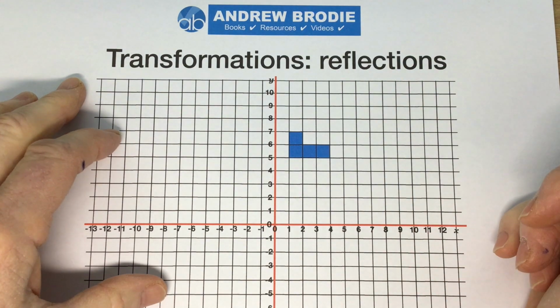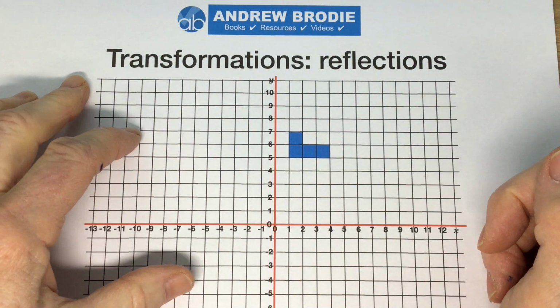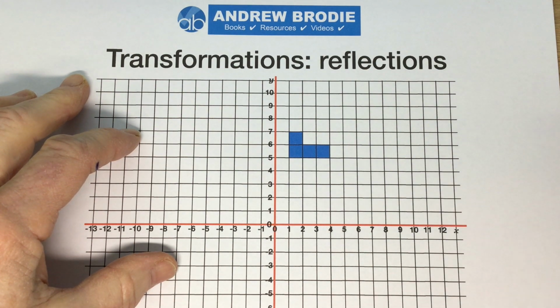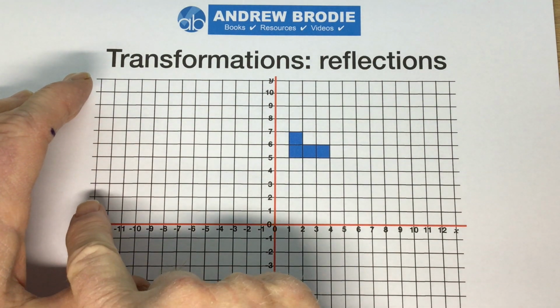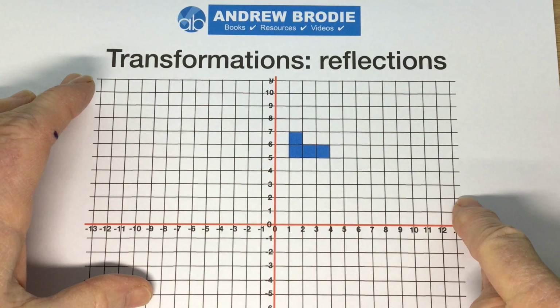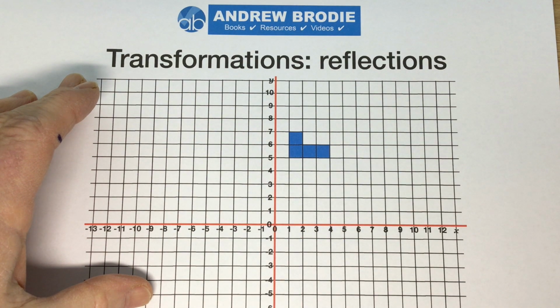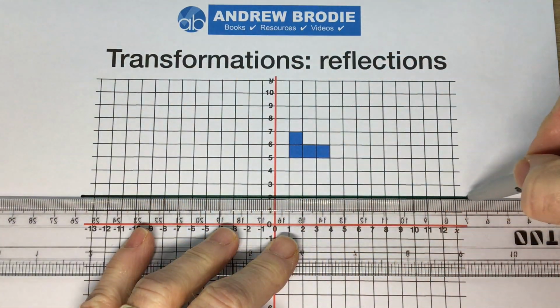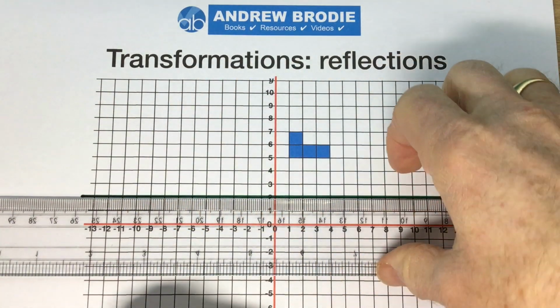So now we're looking at reflections. Here's our shape again. We might be asked to reflect the shape in the line y equals 2. So let's find y equals 2 first. Y equals 2 is that line there, because everywhere along there the value of y is 2. So we need to draw that line quite clearly. There's the line y equals 2, and we're reflecting that shape.